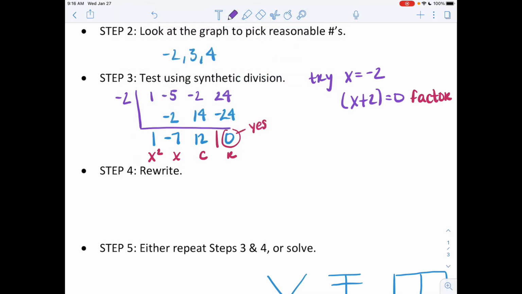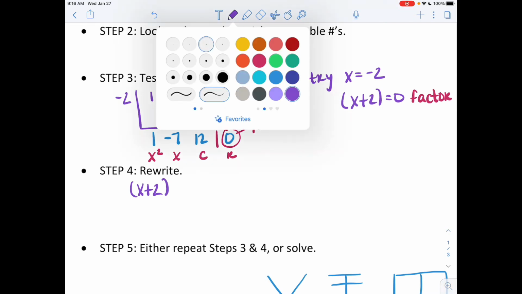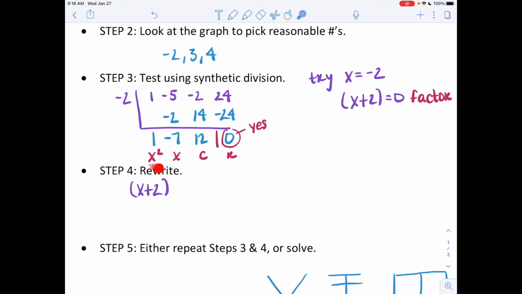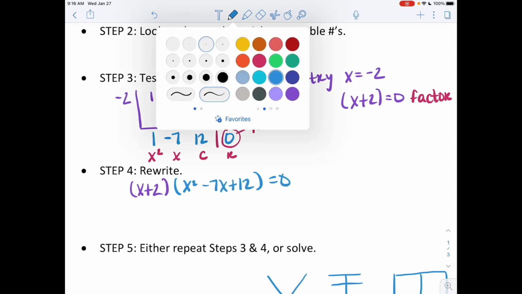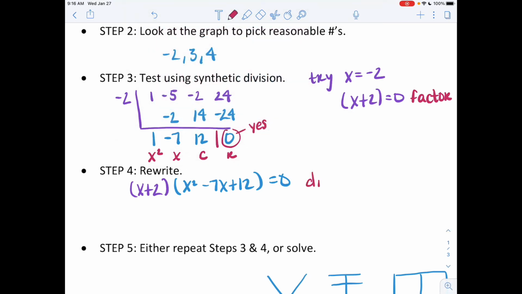I have the x plus 2 that I just found out was a factor by knowing that negative 2 was a solution. And then I want to go ahead and recombine all of my coefficients, constants, and variables here to make my second one. So I'm going to go ahead and say x squared minus 7x plus 12, and the whole thing is equal to 0. So we got that by doing our division step above.